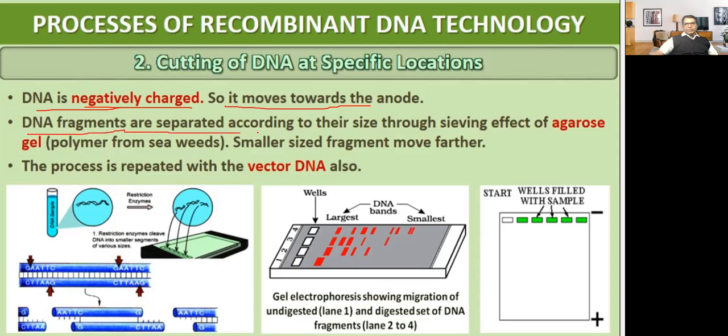DNA fragments are separated according to their size through the sieving effect of agarose gel. This agarose gel is obtained from a polymer from seaweeds, Gracilaria, Gelidium, as you may know. Smaller size fragments move further. So if a fragment is small, it will travel more distance, and if a fragment is large, it will travel less distance. The process is repeated with vector DNA also.